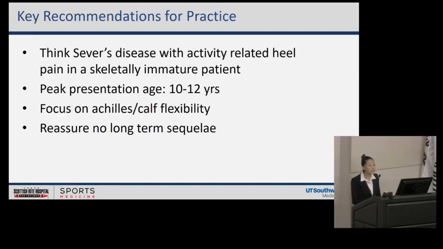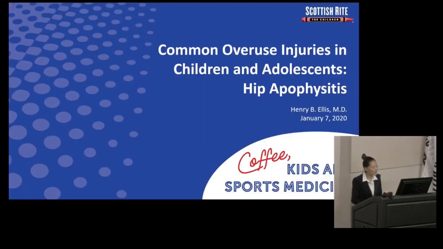So some key recommendations for your practice: always think of Sever's disease with activity-related heel pain in a skeletally immature patient. Peak presentation is around 10 to 12 years of age. You want to really focus on the calf and Achilles flexibility, and you want to reassure that there is no long-term sequelae with this condition.